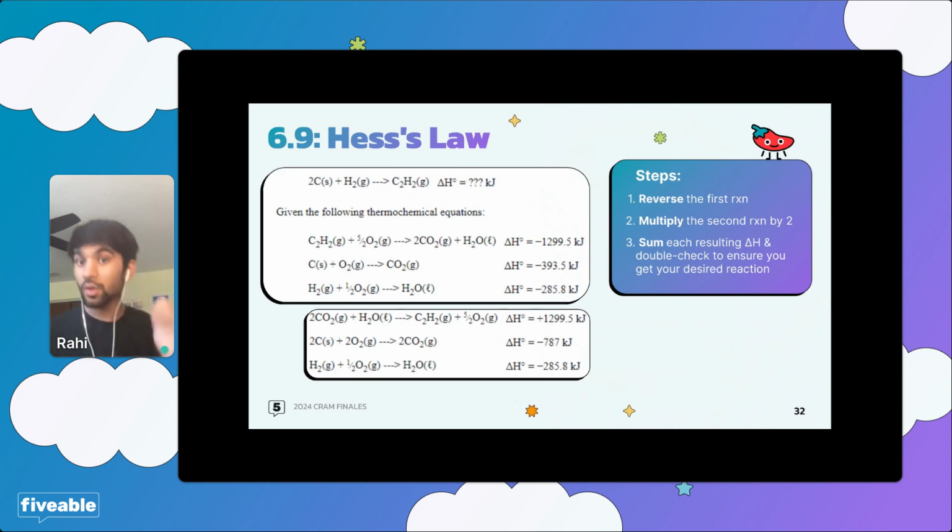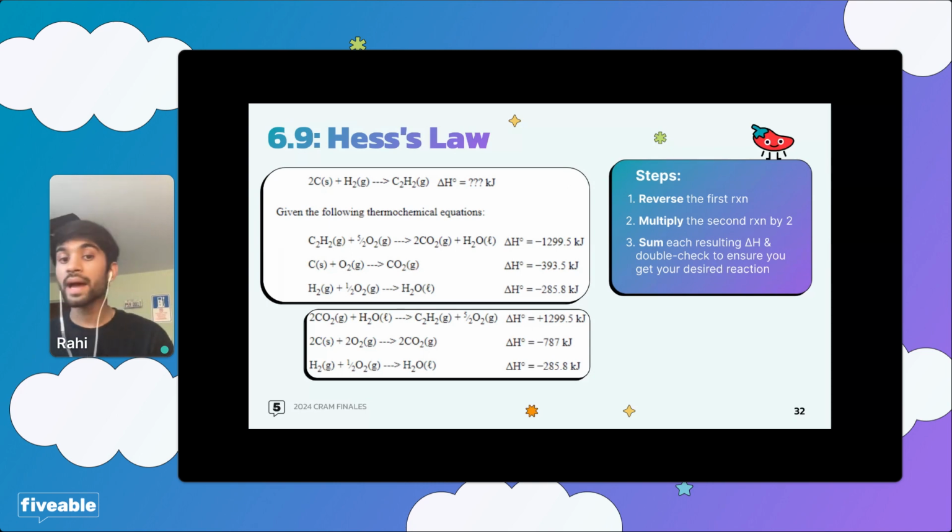Okay. So the steps, like a lot of you said: reverse the first reaction, then multiply the second reaction by 2, and then you can sum. Why do we do it? I'm going to talk you through it a little bit slowly because it is a lot. The reason we flip the first reaction is that C2H2 is a reactant there, and that's awkward because it's a product in our equation. We want it to be a product, so we flip the reaction.